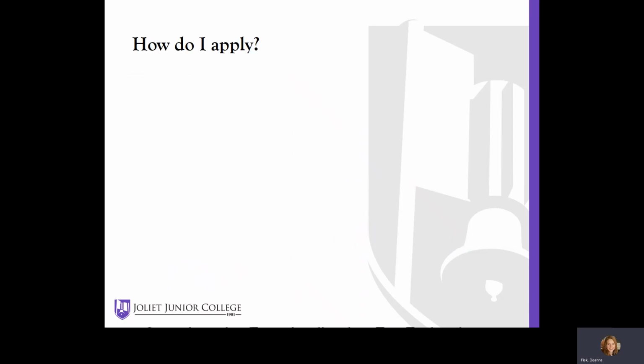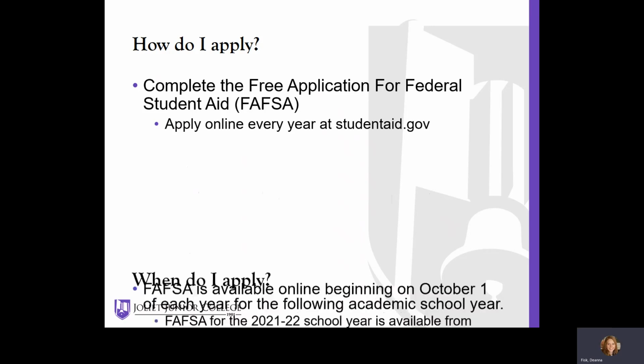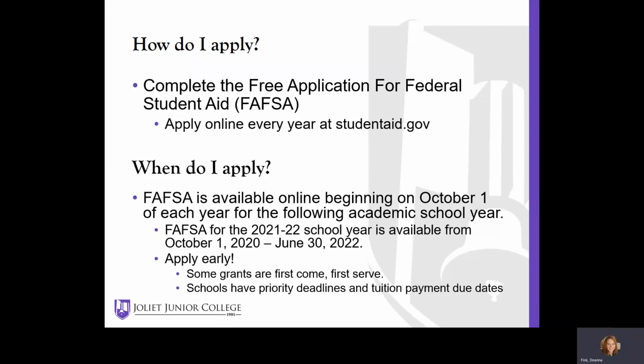So how do you apply? You'll want to complete the FAFSA online every year at studentaid.gov. And you'll want to apply as soon as possible after October 1st every year. That is the date that the FAFSA becomes available for the following academic school year.